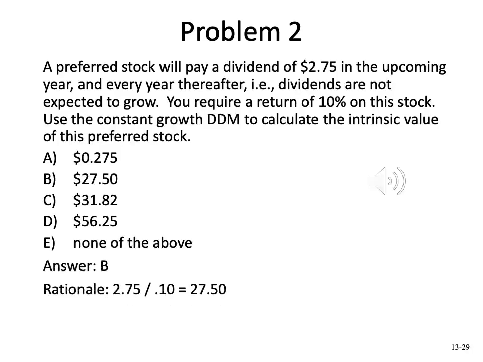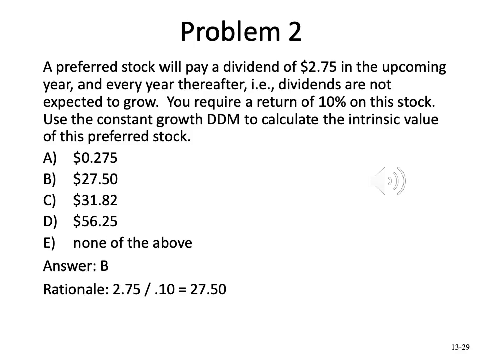A preferred stock will pay a dividend of $2.75 in the upcoming year. So this is D1. And every year thereafter means the stock will pay the same dividends forever. There's no growth. So the growth rate is 0. Required rate of return, K, 10%. So what is the price of the preferred stock?